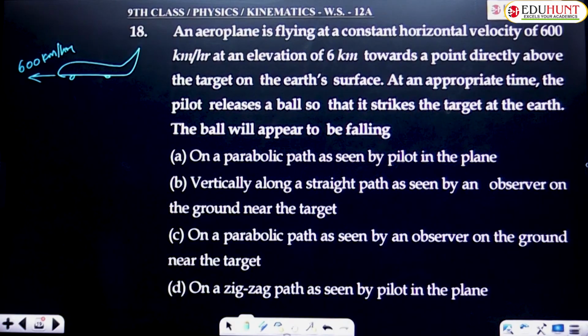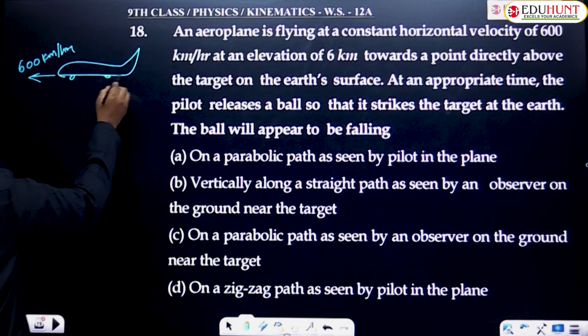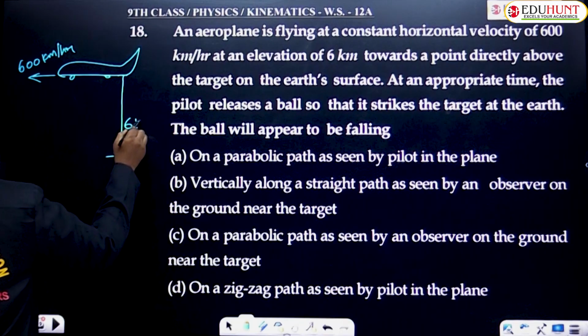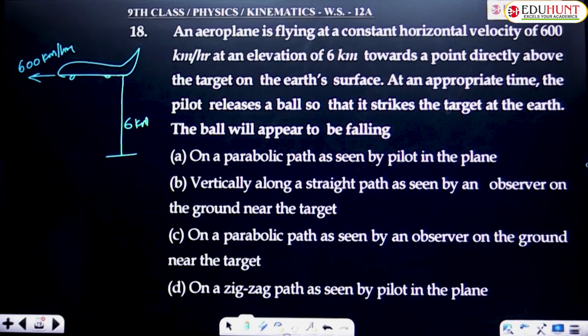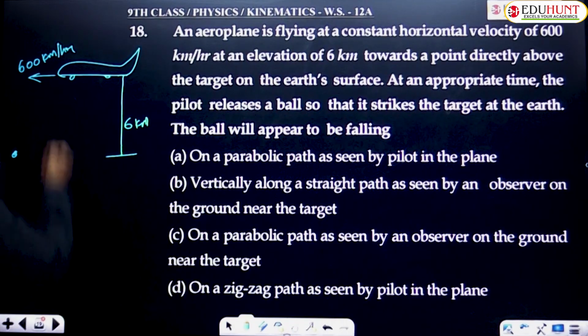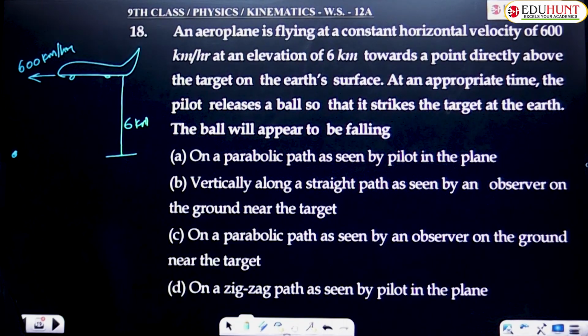At an elevation of 6 kilometers. So what height was given? 6 kilometers, towards a point directly above the target. There is some target. Above the target, the flight is moving. On the other side, at an appropriate time, the pilot releases a ball so that it strikes the target. So some ball is falling from the aeroplane and it hits the target.